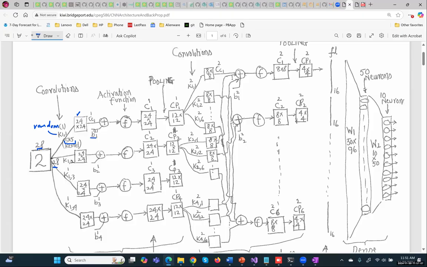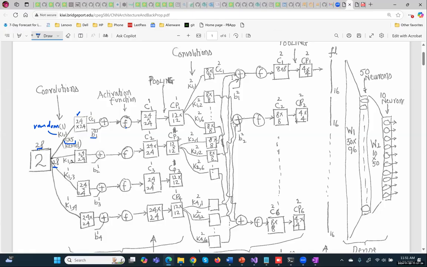So there will be 24 bias values, you can see, right? For each one of these values. And sorry, there's a single bias value, not 24 values. Okay, then we apply an activation function. So whether we add a bias and apply an activation function, you'll see the output is still 24 by 24.